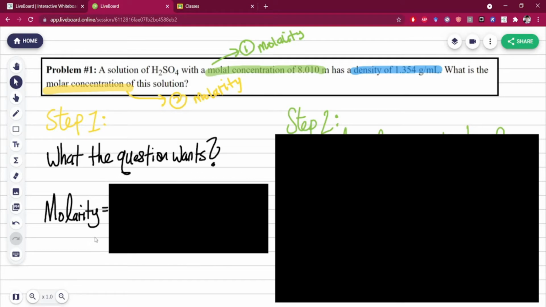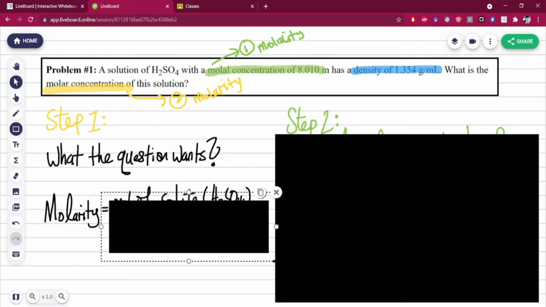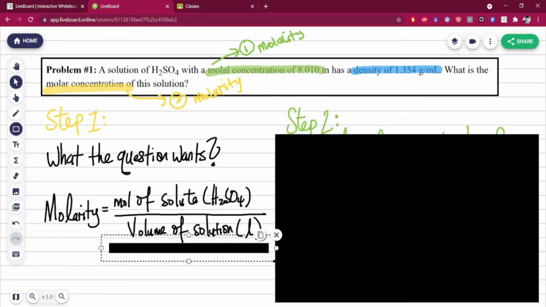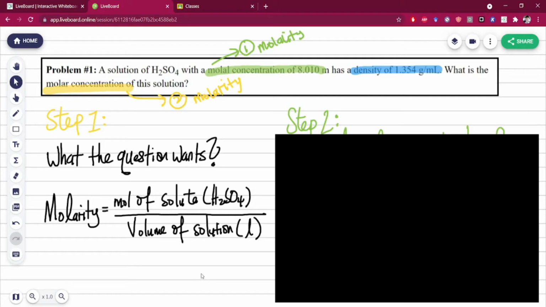Based on the previous video that we have watched before this one, we have talked about the definition of molarity. Molarity is defined as the moles of solute over the volume of solution in liters. When you write the definition of what the question wants, you are given one mark, but you need to use the correct units. Without the correct unit, you wouldn't get your one mark. Do remember that.